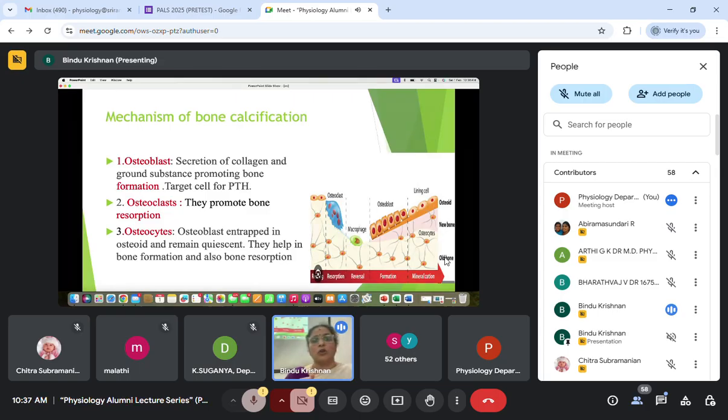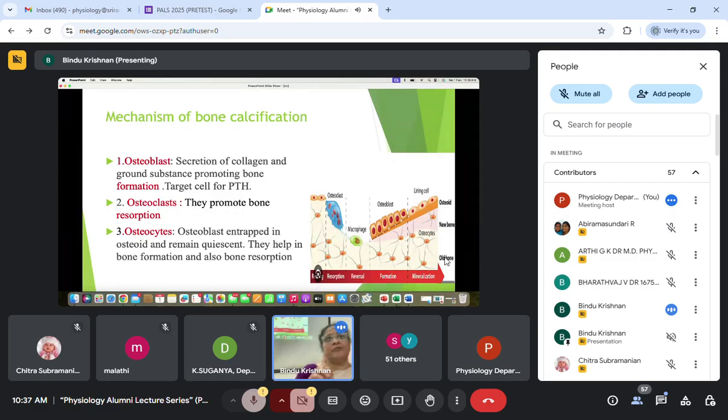Then I have the osteocytes, which are again of the same lineage as osteoblast. It is the end differentiation form from osteoblast, but they are the ones which get entrapped in the osteoid and they remain quiescent. But when activated, remember, they help in bone formation as well as in bone resorption, depending upon the cytokines and the growth factors which they are going to release, right? So this osteoblast and osteocyte are from the fibroblast lineage. Then I have the osteoclast, which is going to promote bone resorption.